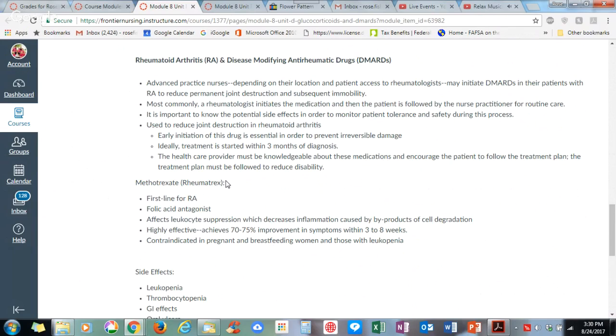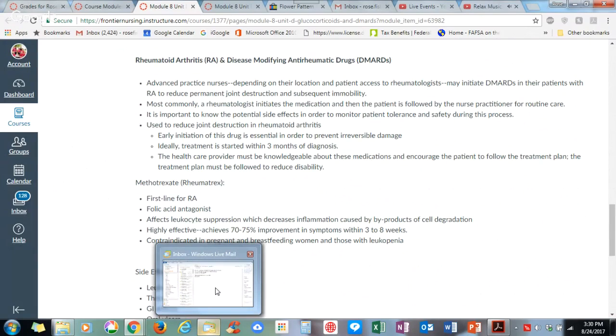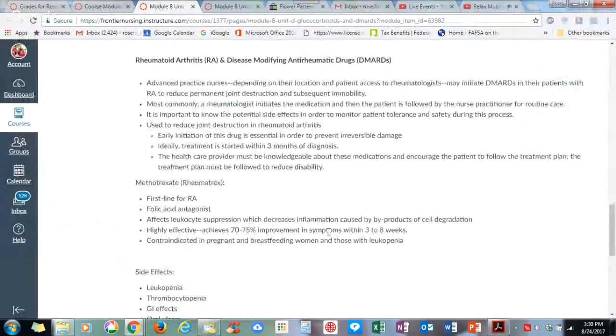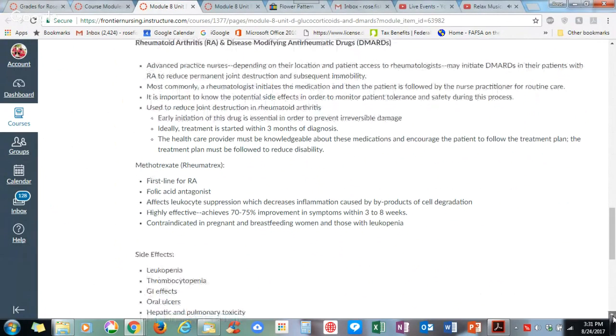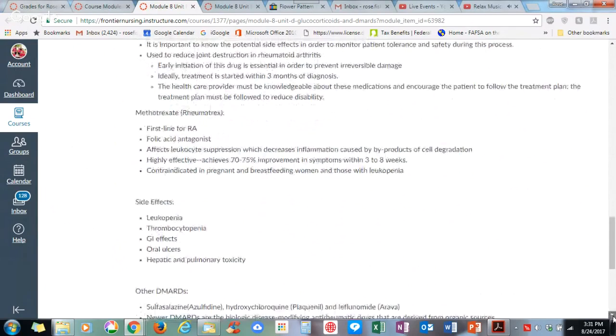Used to reduce joint destruction in rheumatoid arthritis. Early initiation of this drug is essential in order to prevent irreversible damage. Ideally, treatment is started within 3 months of diagnosis. The healthcare provider must be knowledgeable about these medications and encourage the patient to follow the treatment plan. And the treatment plan must be followed to reduce disability.